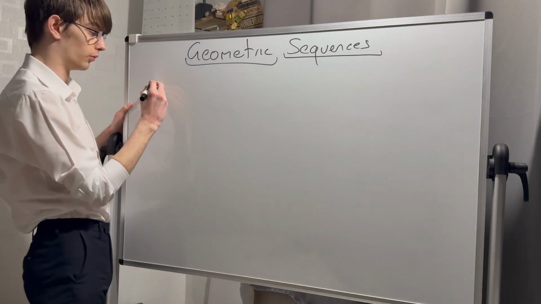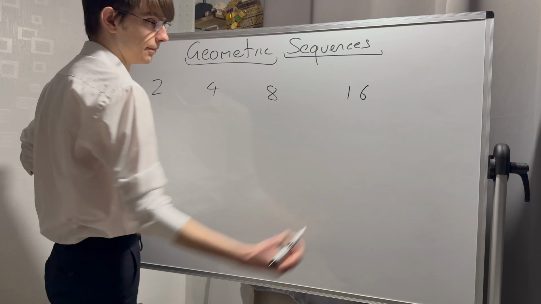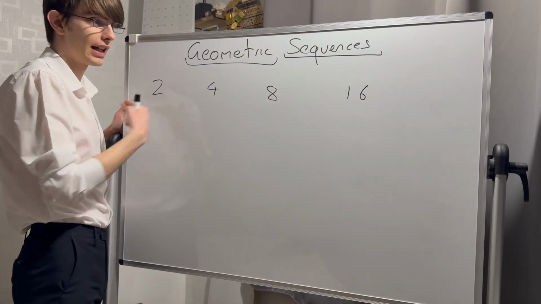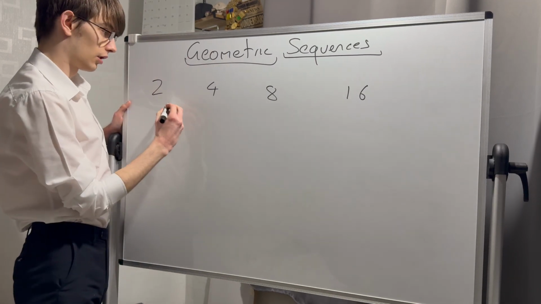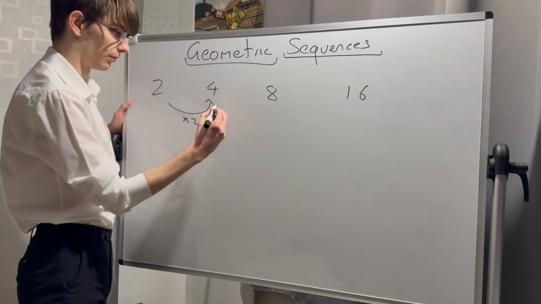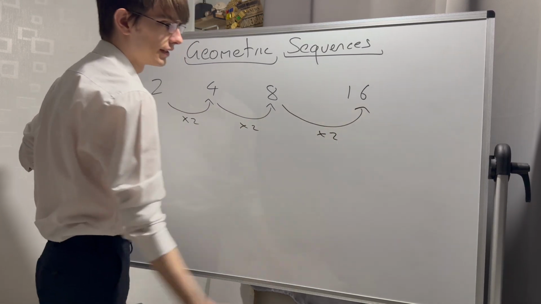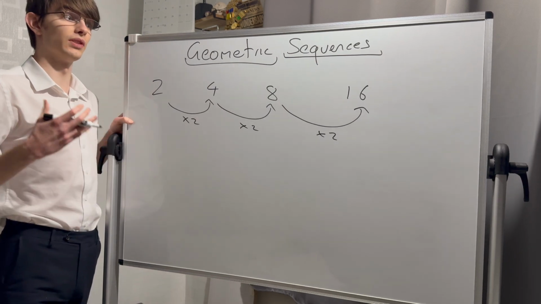So, for example, 2, 4, 8, 16. This is a geometric sequence. Sequence, once again, is just a list of numbers. I'm not doing anything with them. Geometric, because I am multiplying each number by 2 to get to the next one. So that's what a geometric sequence means.